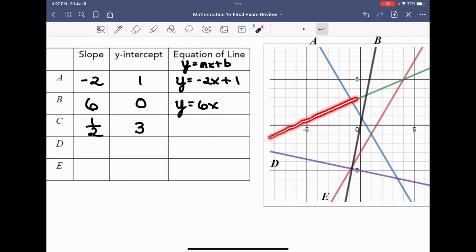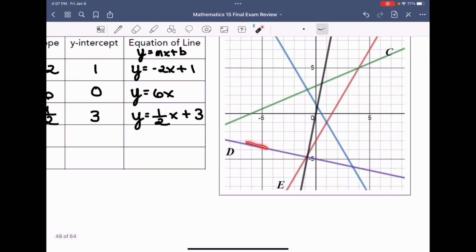If I see something increasing from left to right, it is positive. And now in my equation, it's y is equal to 1/2 times x plus the b value, which is 3. D, I automatically see this as a negative slope. As soon as I see that negative or left to right decrease, I know that's a negative slope.